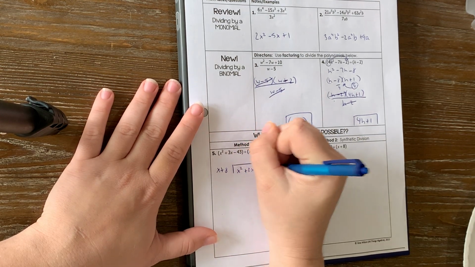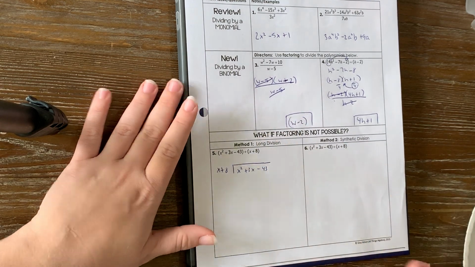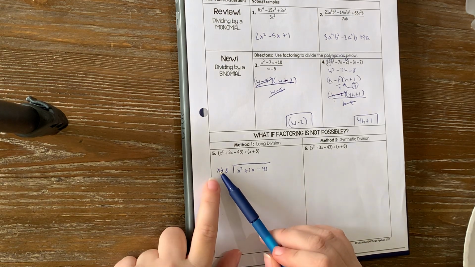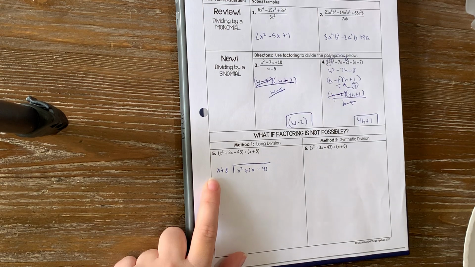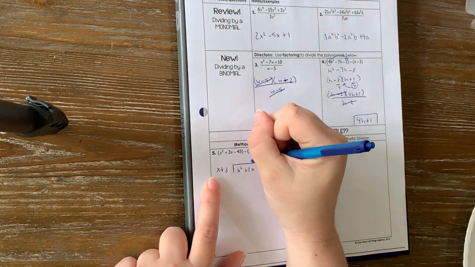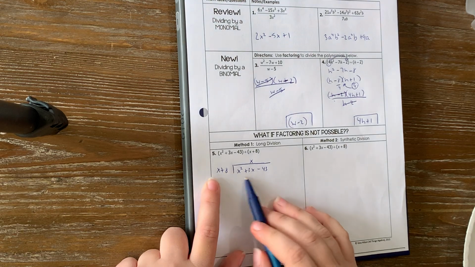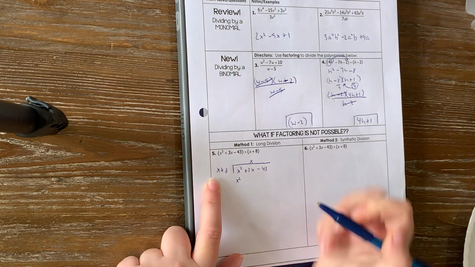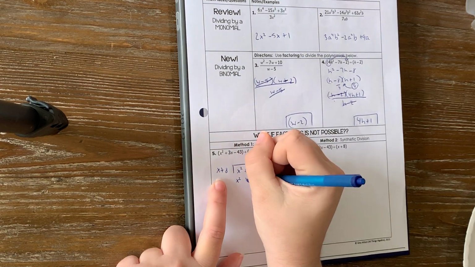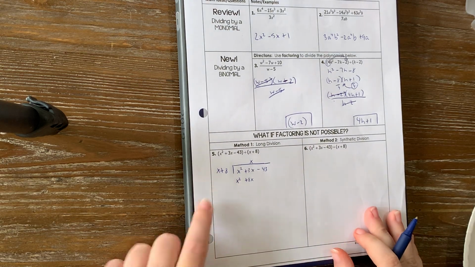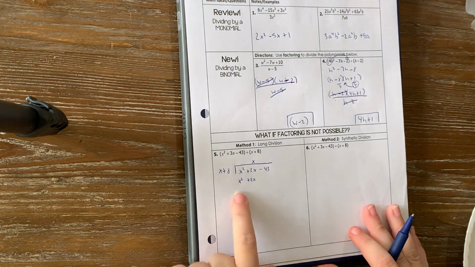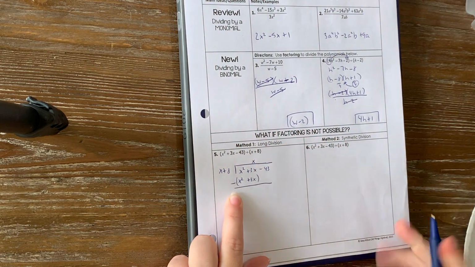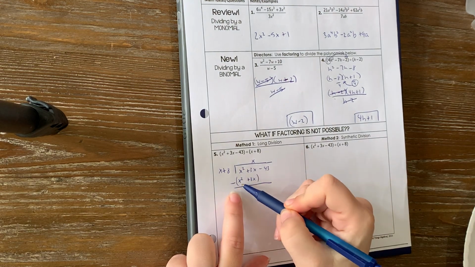X squared plus 3x minus 43. Okay, so what we're looking for here is what can you multiply times x to get x squared? Well, you can multiply times an x. Because we have two terms here, we're going to start above the second term. So x times x is x squared. And x times 8 is 8x. Okay, so then what you're doing, just think back to long division. You always were subtracting this whole thing, right? Okay, so x squared minus x squared, that cancels out.